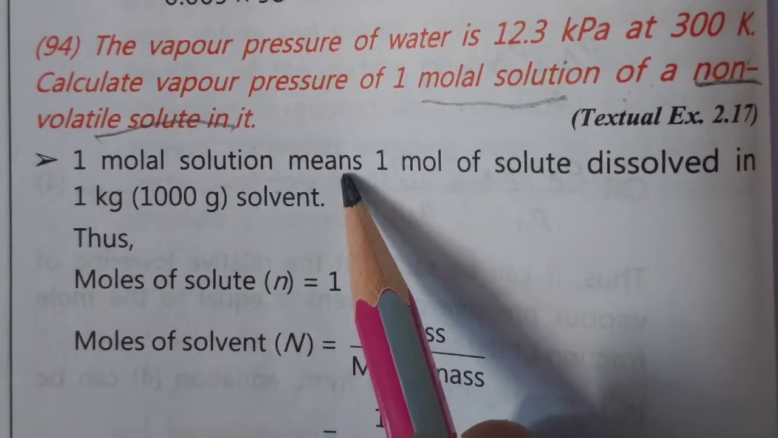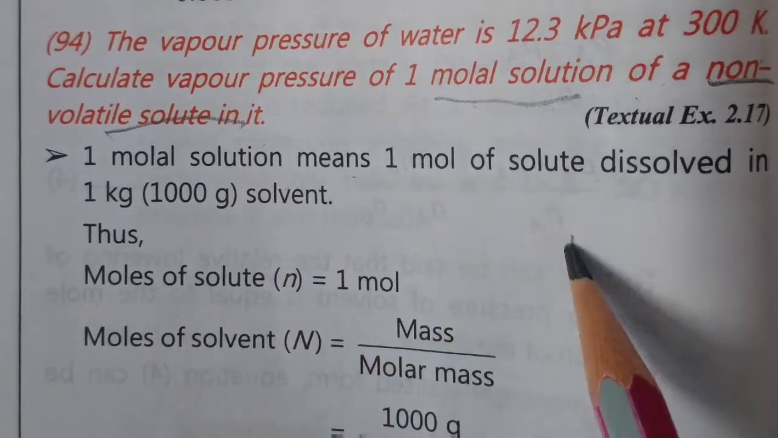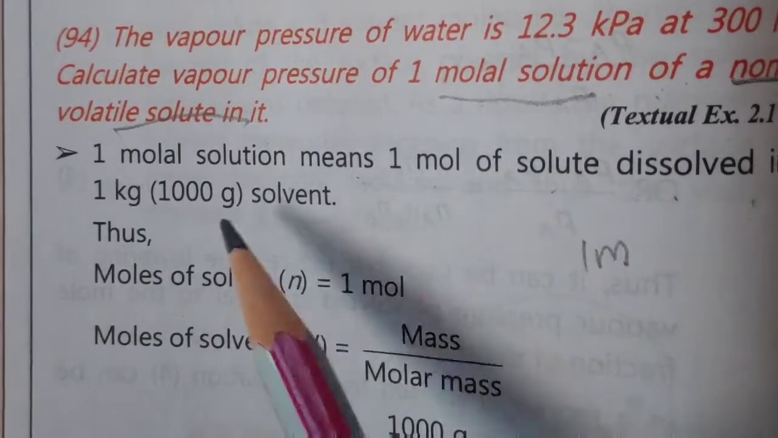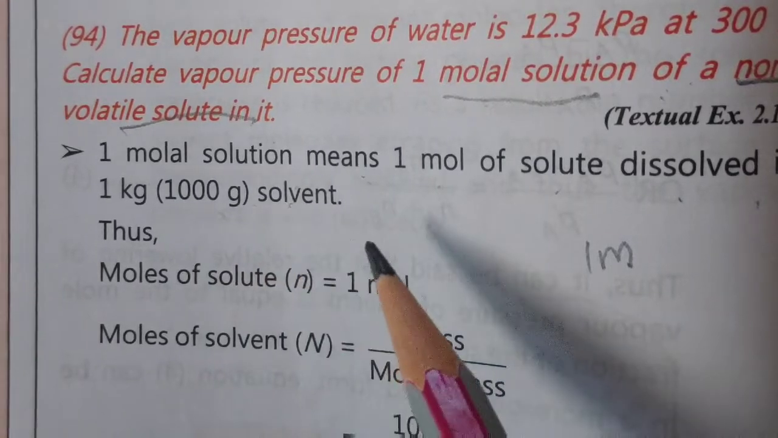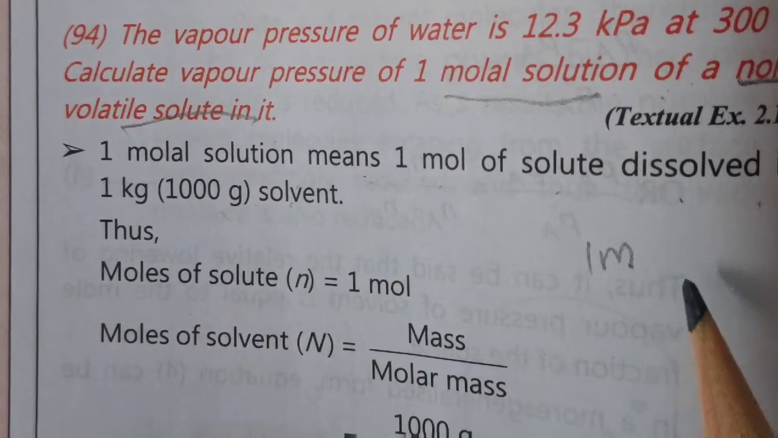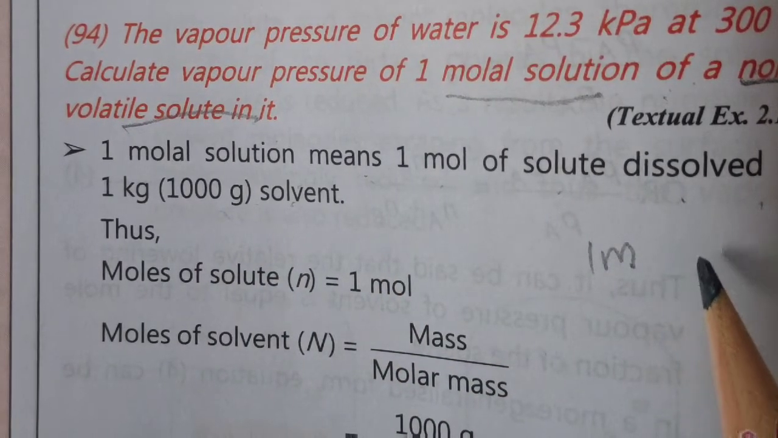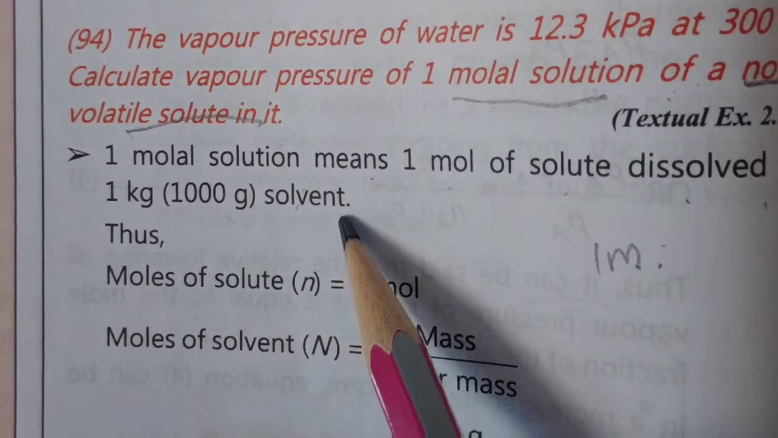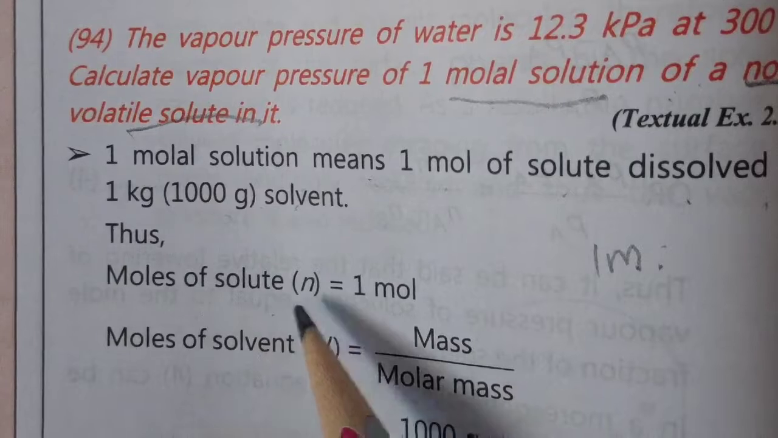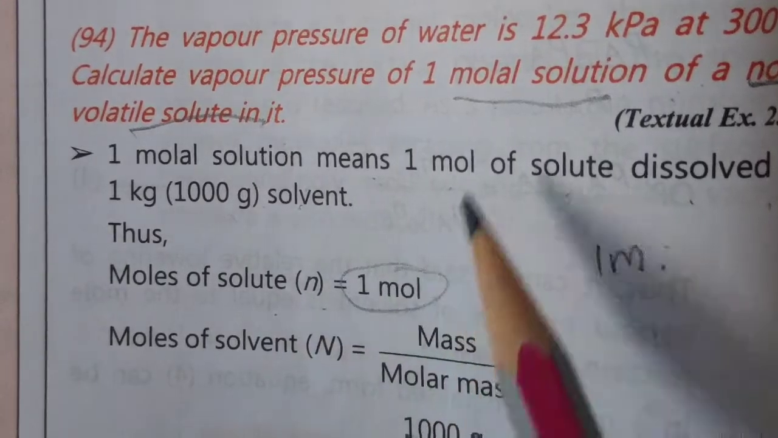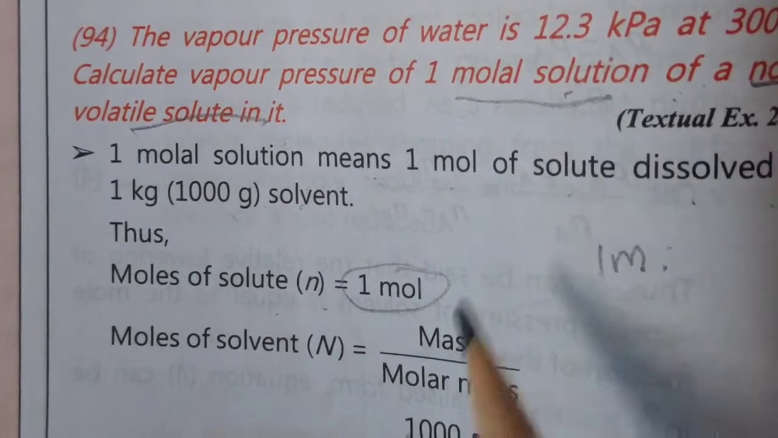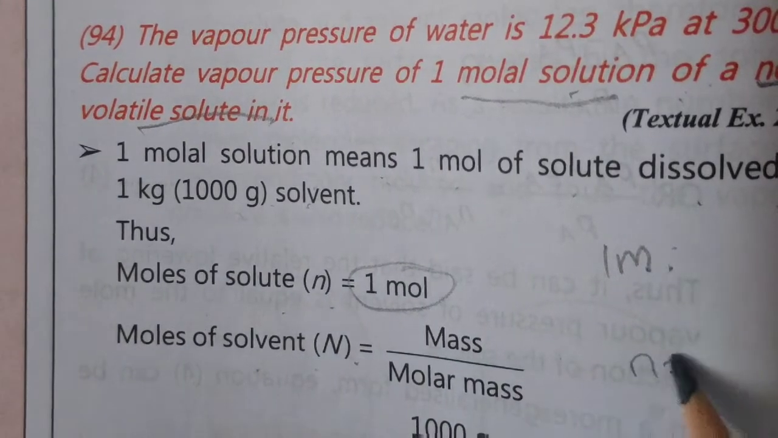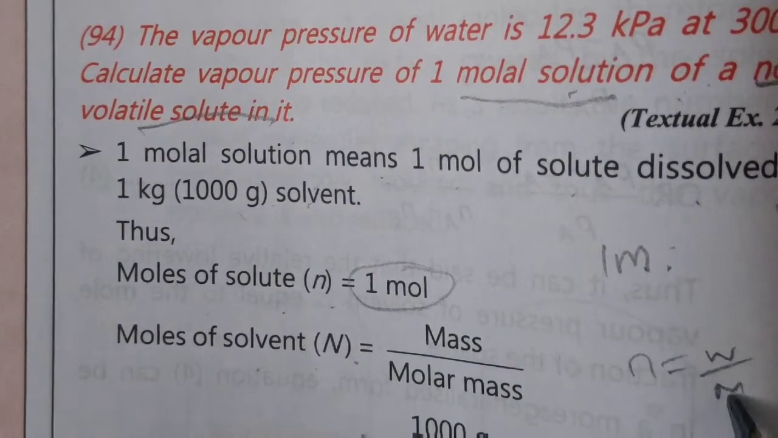Now 1 molal solution, small m, means molality. It means 1 mole of solute dissolved in 1 kilogram of solvent, because the molality formula is mass of solute upon molar mass into mass of solvent. So 1 molal means in 1000 grams it is dissolved. Moles of solute is given, it is 1 mole from the data in the question. Moles of solvent: we know the formula, n is equal to W by M, mass upon molar mass.